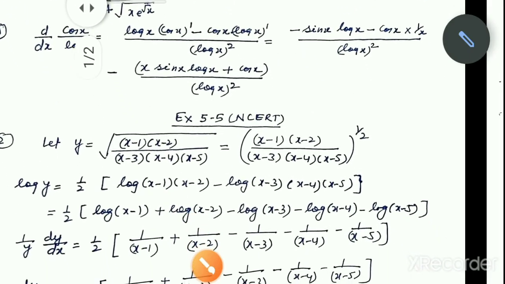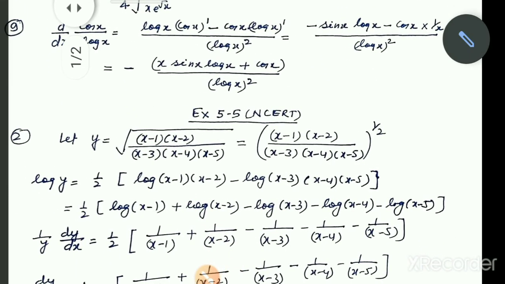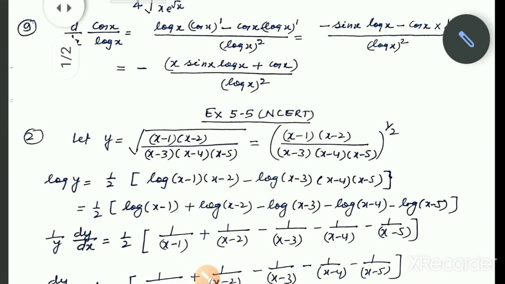Now students, move to exercise 5.2, and in this exercise we are going to solve problems based purely on logarithmic functions. First we discuss question number 2. Here y is equal to under root of x minus 1 into x minus 2 divided by x minus 3 into x minus 4 into x minus 5.